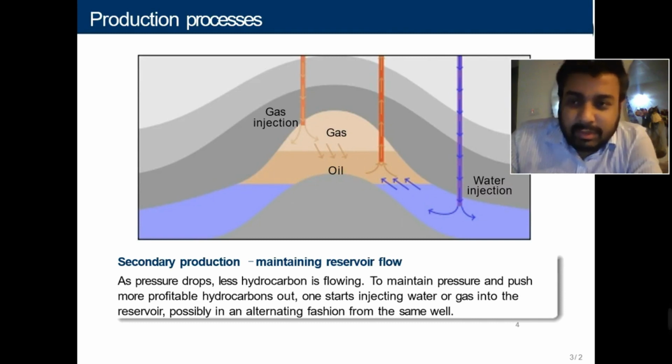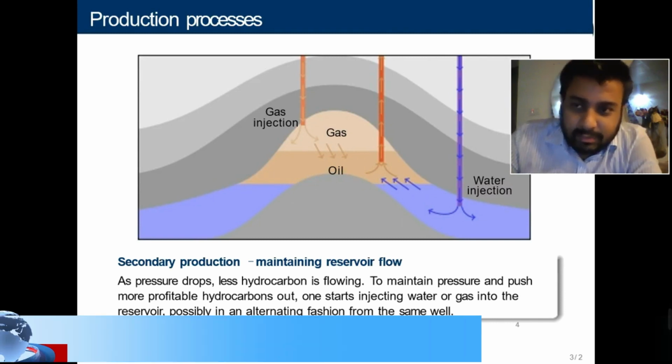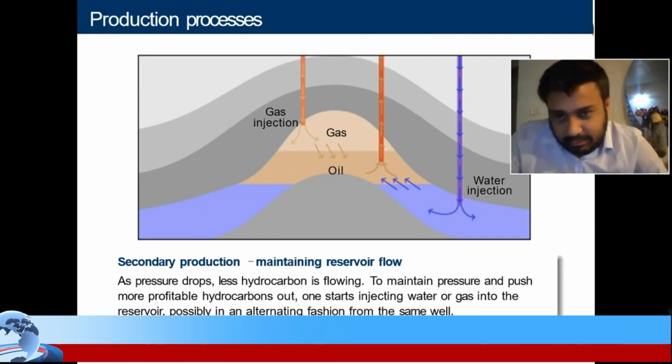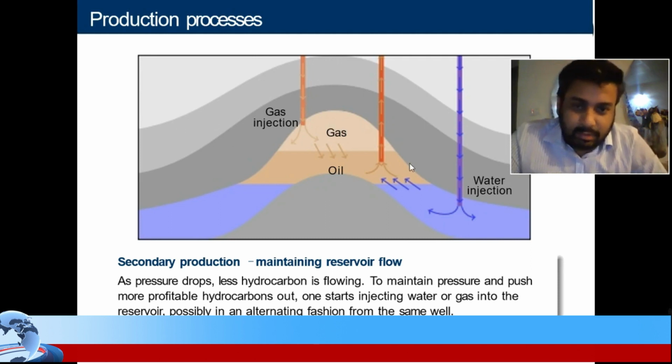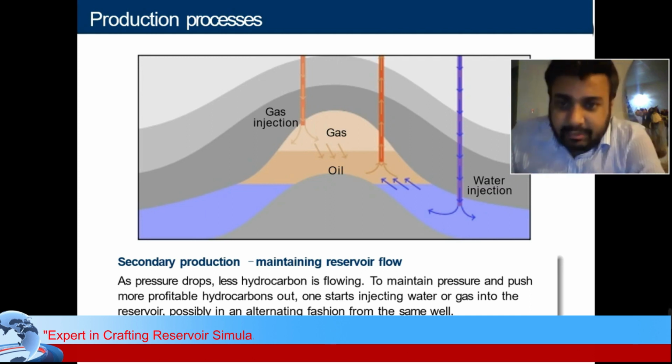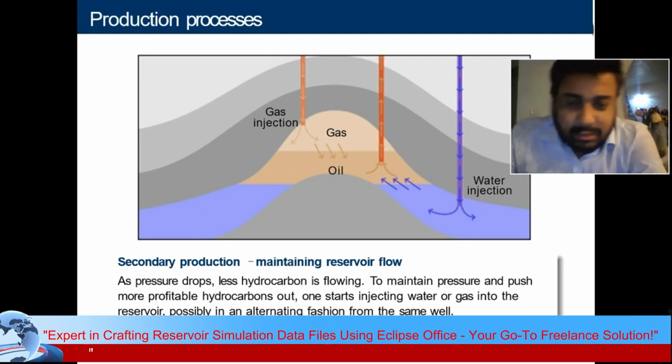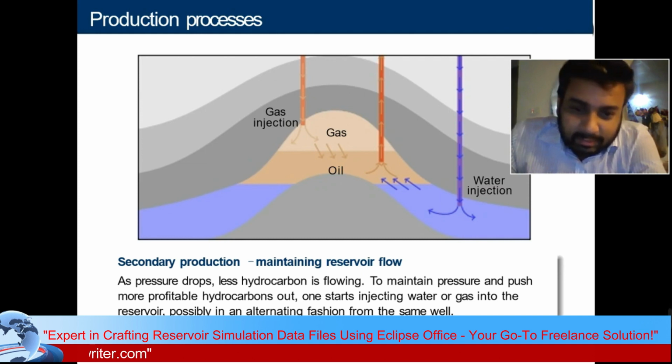So once the pressure has declined, we need another mechanism, and in this case, we have gas injection. We inject the gas here, or we inject the water, and they try to increase its volume, and by increasing the volume, we increase the pressure. It's simple, by Boyle's law and Charles's law, where pressure and volume are connected to each other. We follow that, and we try to maintain the reservoir flow.